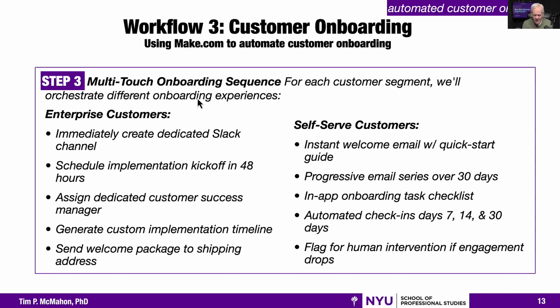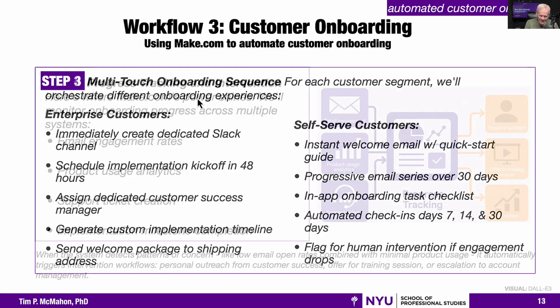and then basically forget about it or fail to do it. On the other side, the self-serve customer gets an instant welcome email with a quick start guide. How do we get that programmed here? A progressive email series over 30 days so that we walk them through the onboarding process. An in-app onboarding task checklist or automated check-ins, for example, the 7, 14, and 30-day check-ins of a week, bi-weekly, and then monthly. And then we flag for human intervention if, in fact, engagement drops. This gives us a chance to maybe make use of our people a little bit more productively.